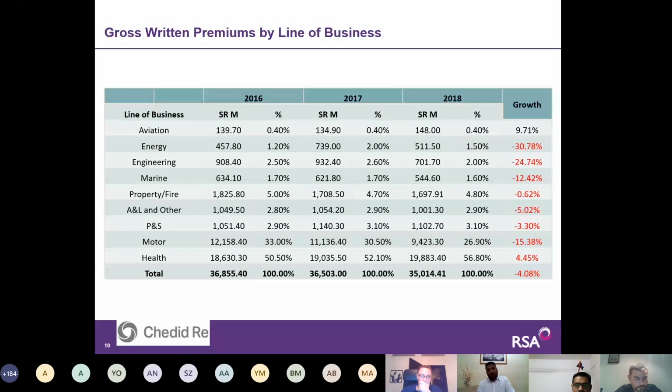Protection and savings as well, 1.05 billion in 2016, which is 2.9% of the gross written premium. So 1.14 billion in 2017, which is 3.1% of gross written premium. 1.1 billion in 2018, which is 3.1% of the gross written premium. That is also showing a negative growth of minus 3.3%.